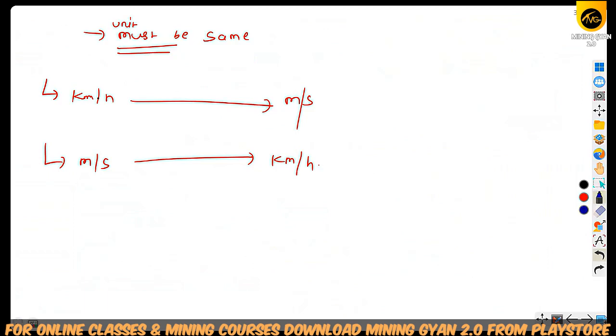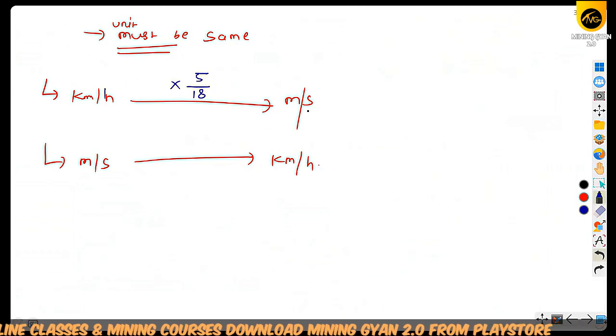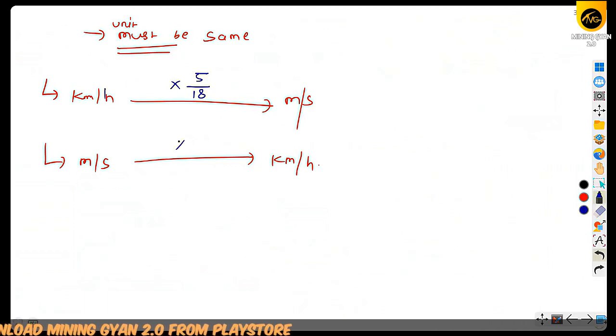so the shortcut is, if you want to convert kilometer per hour into meter per second, then just multiply any number by 5 divided by 18, and it will be converted into the unit meter per second, right? If you want to convert meter per second into kilometer per hour, then just multiply by 18 divided by 5, and it will be converted into kilometer per hour, right?